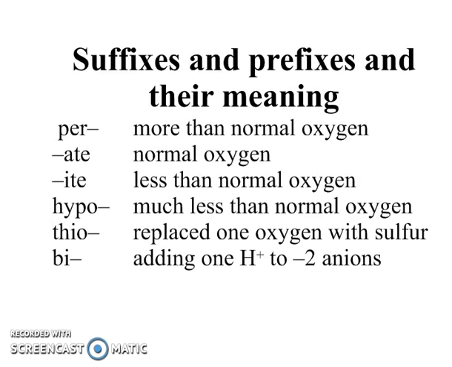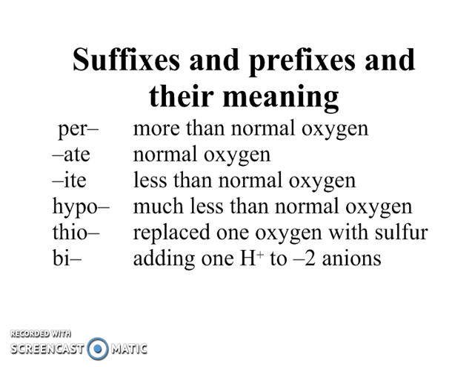Suffixes and prefixes and their meanings. You'll find this in your ion sheet, bottom right hand corner. Per means more than normal oxygen. The ending ate means normal oxygen. And we already looked at how to determine the amount of oxygen in an ate by using the ini-ates and the outi-ates off the periodic table. Ite means less than normal oxygen. The prefix hypo means much less than normal oxygen.